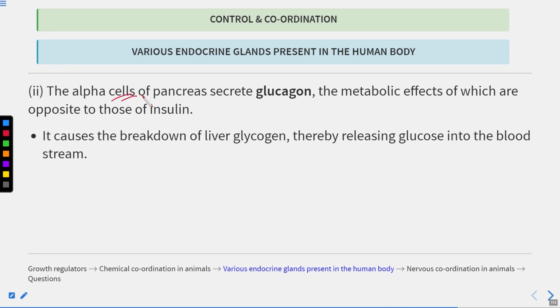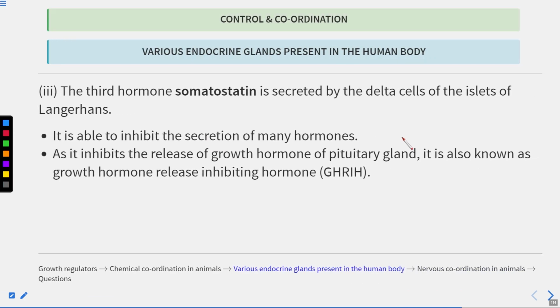Now the alpha cells of the pancreas secrete glucagon, the metabolic effects of which are opposite to those of insulin. So the role of glucagon is antagonistic to insulin. It causes the breakdown of liver glycogen. Okay, so glycogen is stored in the liver. This glucagon breaks down the glycogen, thereby releasing glucose in the bloodstream.